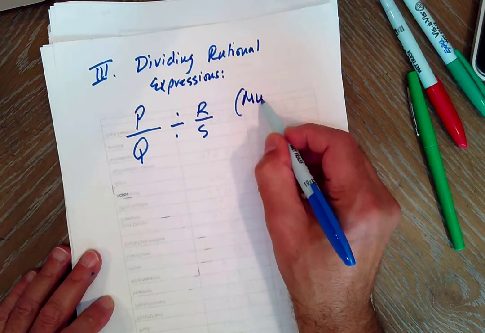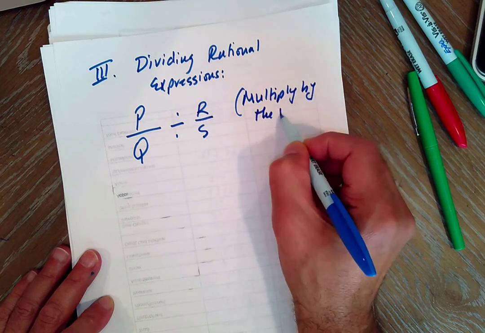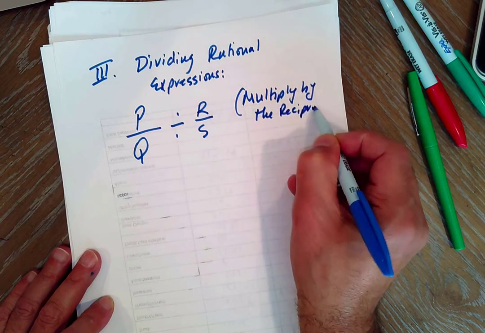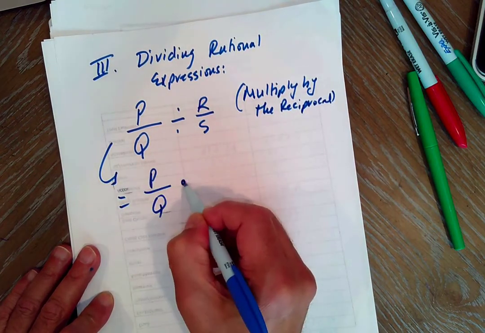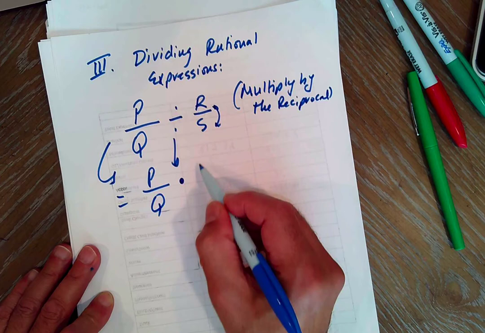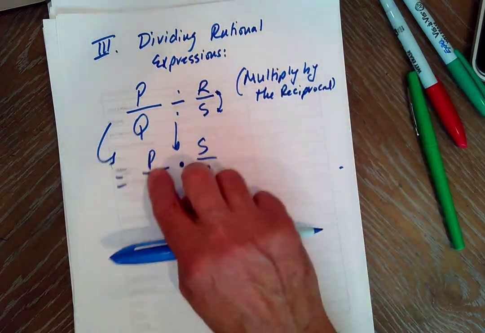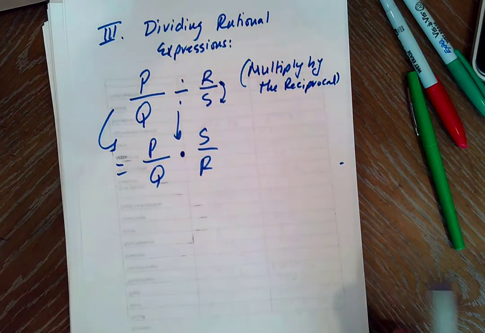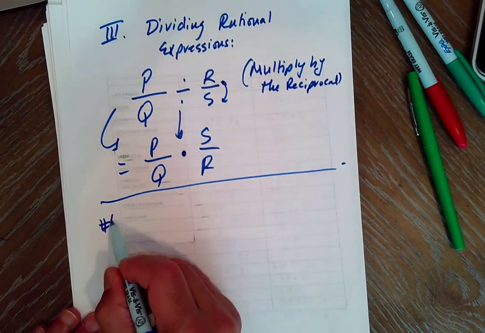You multiply by the reciprocal, so it would be p over q times, you flip that, s over r. And now once it's that, then you know what to do. You factor, you cross out common factors, and you multiply straight across. So it's an extra step that has to be done first.